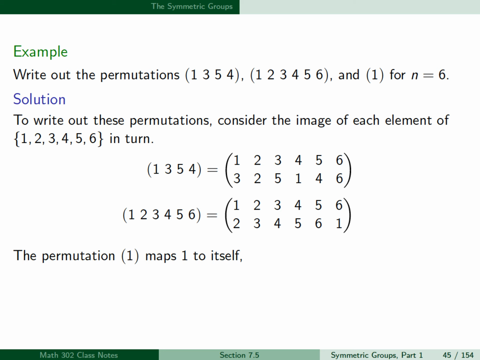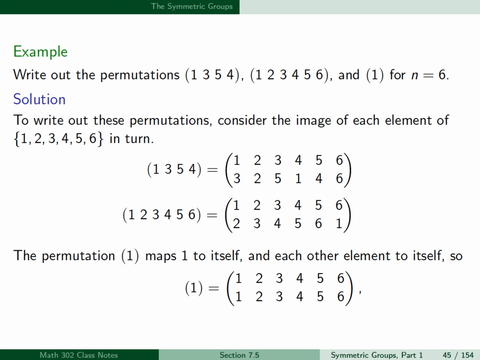Now the permutation (1) just maps 1 to itself and each other element to itself. So (1) will be the permutation 1 to 1, 2 to 2, 3 to 3, 4 to 4, 5 to 5, and 6 to 6, which equals the identity permutation.